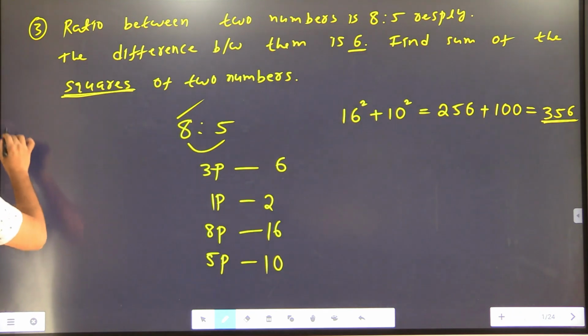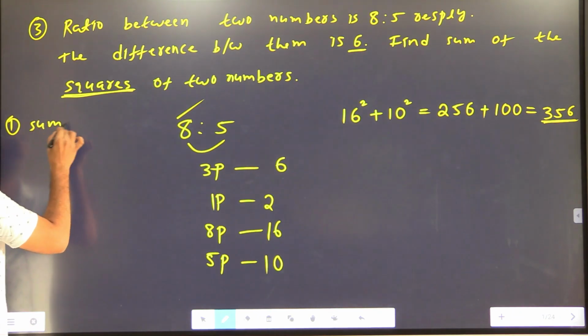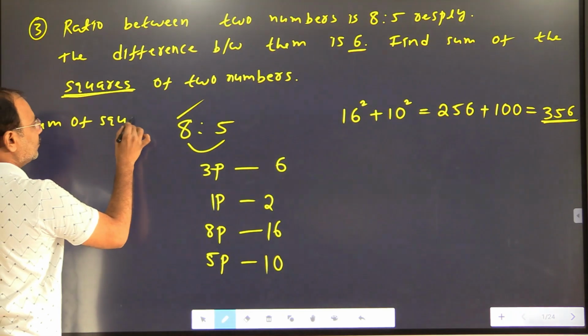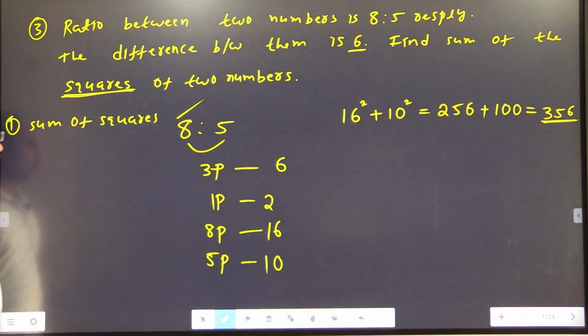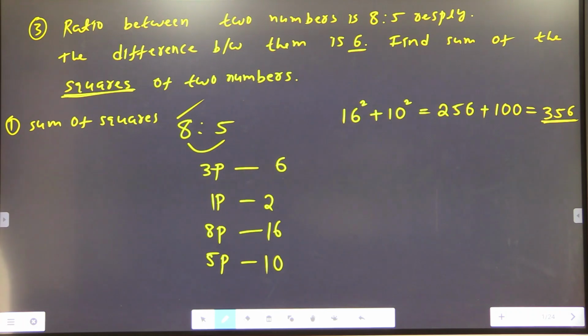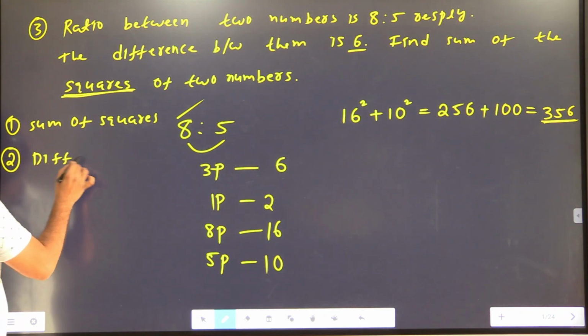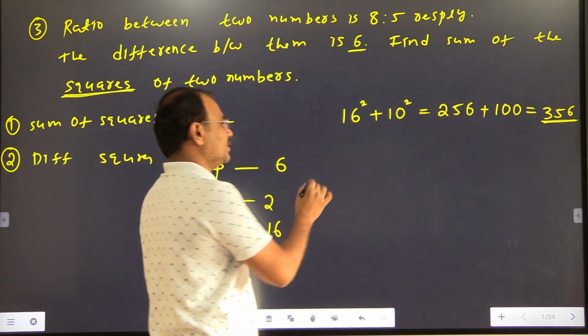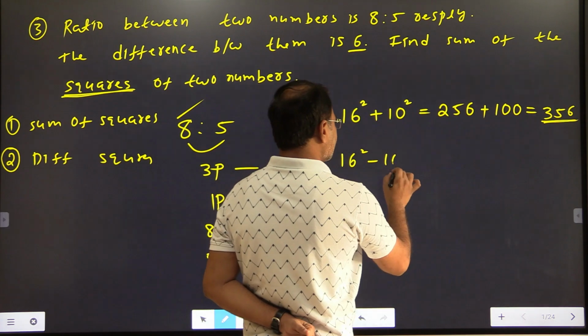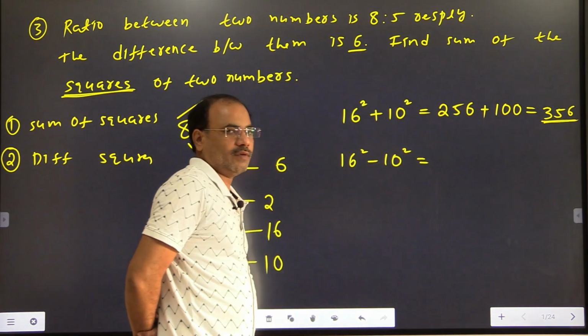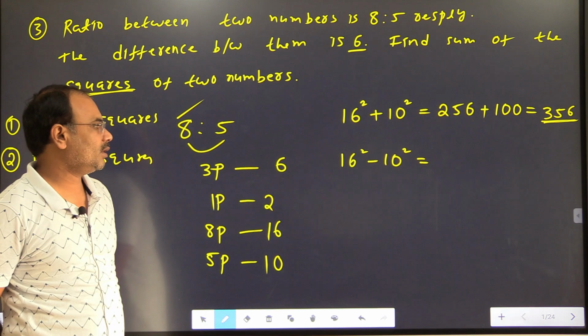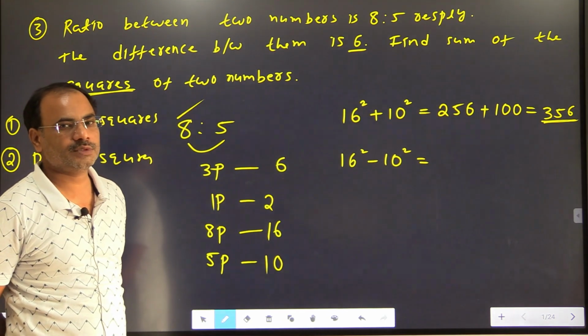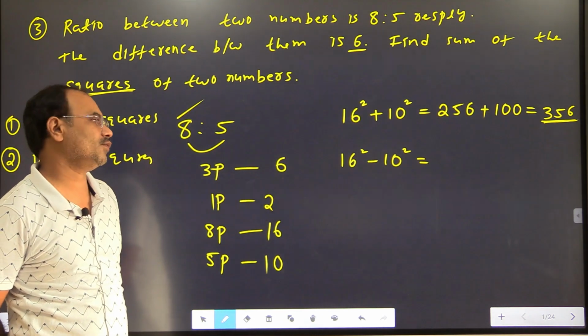Look at the first question, sum of the squares. The sum of the squares of two numbers: 16 square plus 10 square, 256 plus 100 is equal to 356. And the second question, the difference between the squares of two numbers. How do we do it? Difference: 16 square minus 10 square. What is 16 square? The square of the first number. What is 10 square? The square of the second number. 16 square minus 10 square is the difference between the squares of the two numbers.